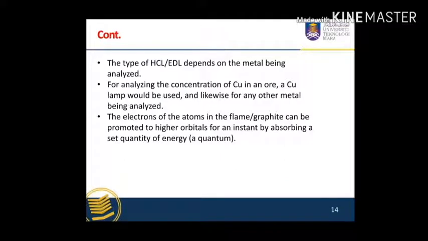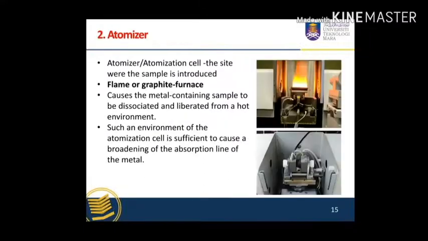The type of HCL and EDL used depends on the metal being analyzed. For analyzing the concentration of copper in an ore, a copper lamp would be used, and likewise for any other metal being analyzed. The electron of an atom in the flame or graphite can be promoted to a higher orbital, for instance, by absorbing a set quantity of energy, just like I mentioned earlier in the principle of AAS.